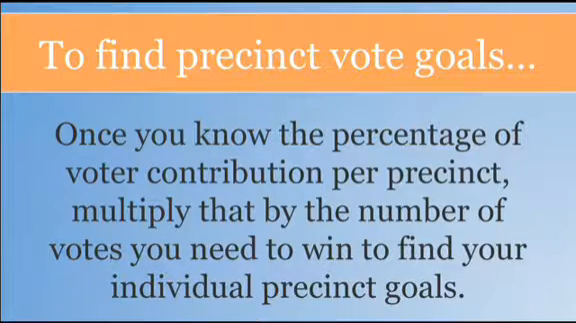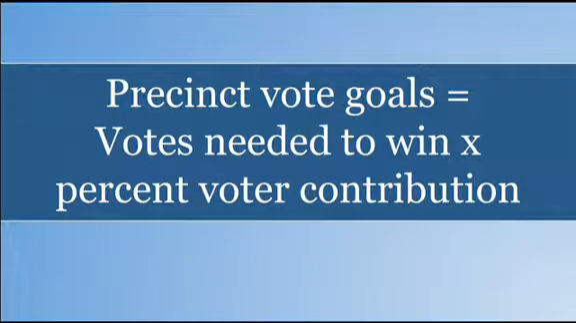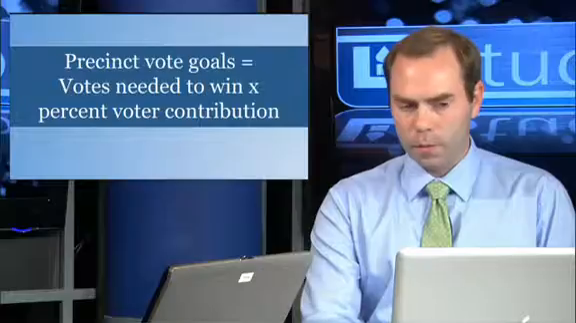Now that we know what the percentage voter contribution is in each precinct that we're going to need for our party, how are we going to find our actual raw vote goal? Once we know that, all we have to do is multiply that by the number of votes we need to win to get our individual vote goals. So again, our precinct individual vote goal equals the number of votes we need to win times the percent of voter contribution.